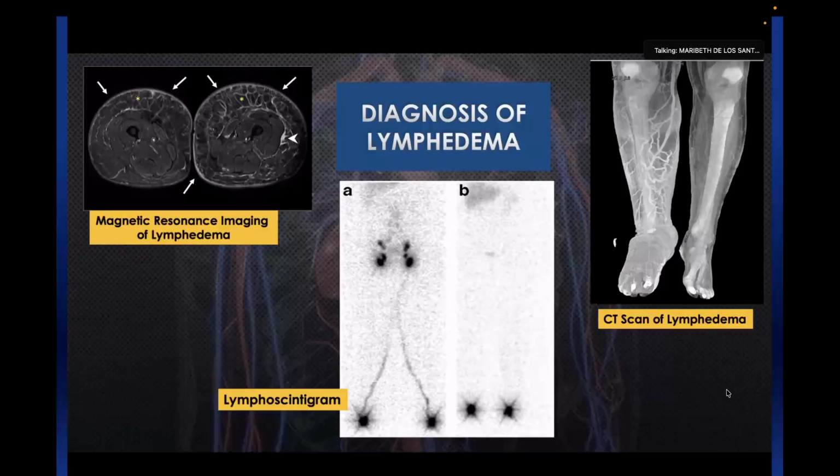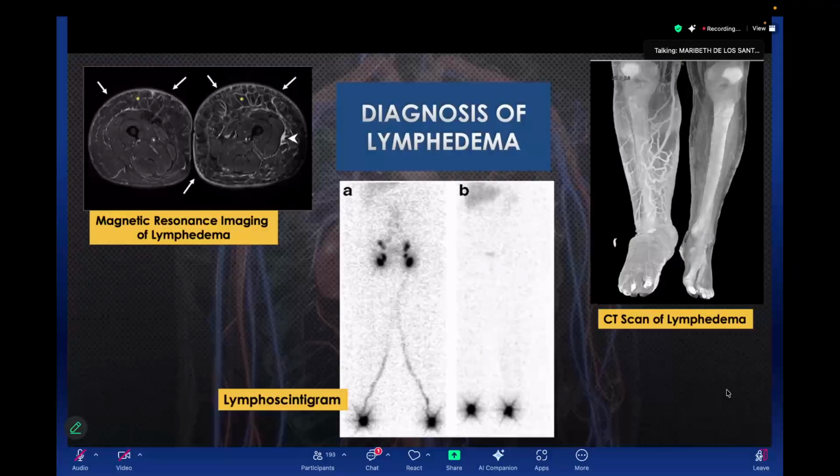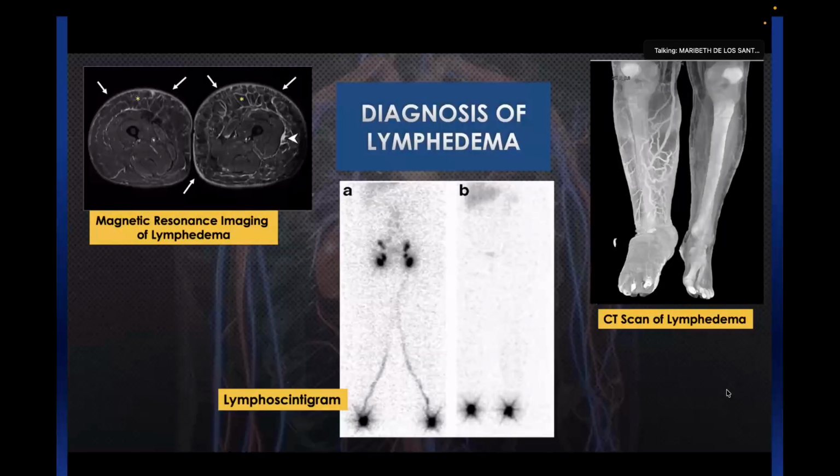Compared with picture B, there's lymphatic failure in this patient. There's a lack of uptake in the groin and absence of lymphatic vessels, as opposed to a normal lymphoscintigram in picture A.